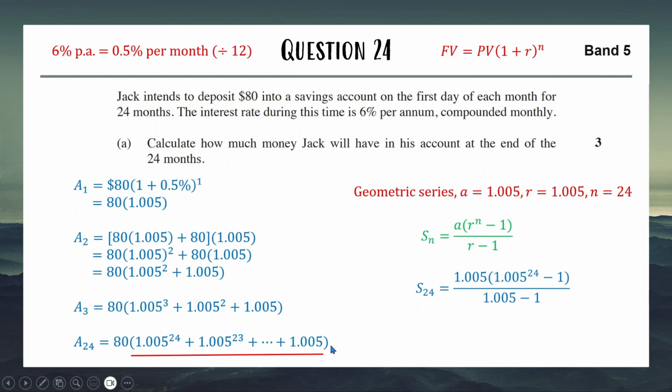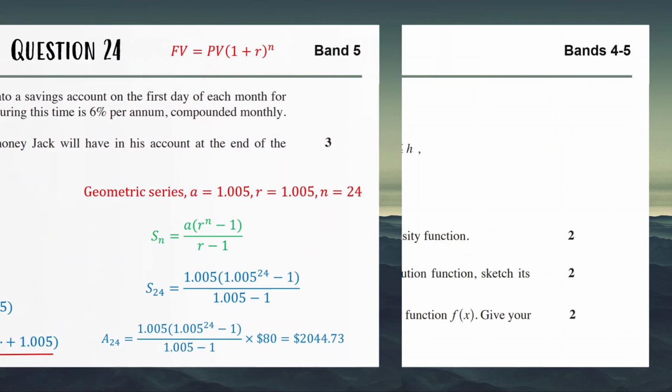Now when we find this total, we want to multiply this by 80 so we can then find the amount owing after 24 months. So taking our series formula, multiplying the result by 80 gets us our total amount in the account after 24 months, roughly $2,044.73. Okay, so if you're new to these questions, this is how you set it up. Build your pattern, get your series, and then use your series formulas to find the answer that you need. And that's question 24. Up next, what do we got?